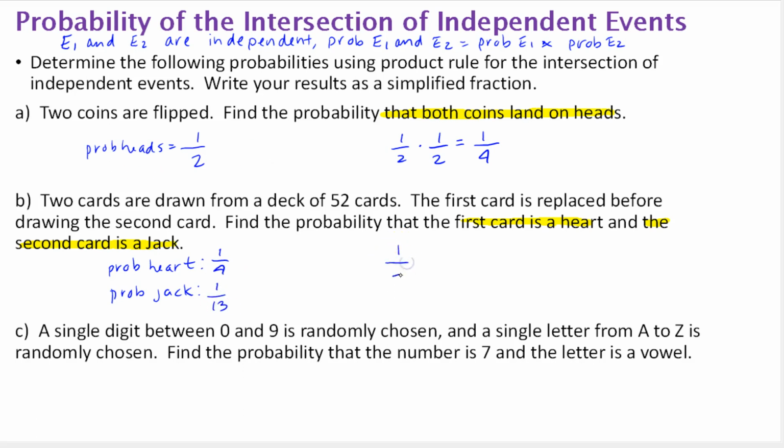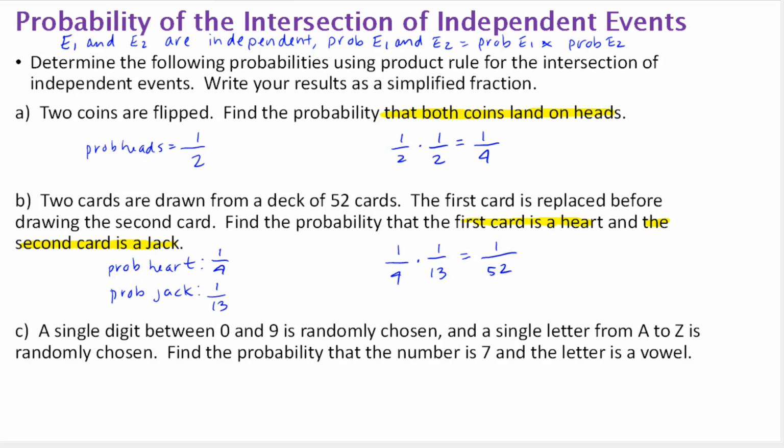Okay, so you could multiply the original, 13 out of 52 and 4 out of 52, but you'll need to simplify either at the end or along the way, or you can do that on your calculator and have it simplify. So this product, 1 times 1 is 1, 13 times 4 is 52.